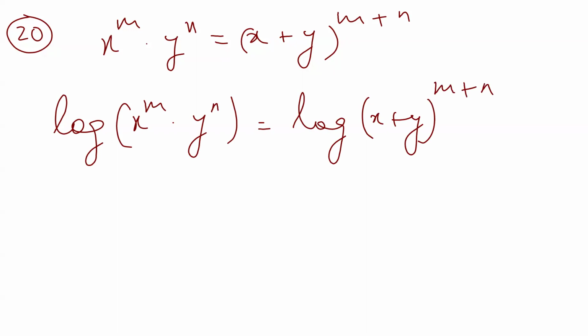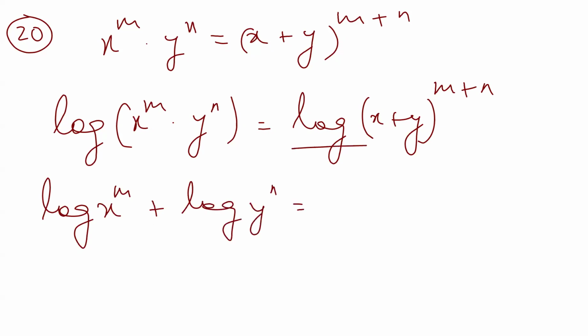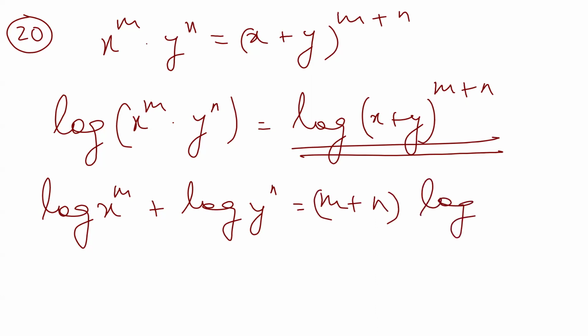Left hand side, let this be a, let this be b. What is log a into b? Log a into b is log a plus log b. So log x raised to m plus log y raised to n. Right hand side, log a the whole raised to b is b log a.